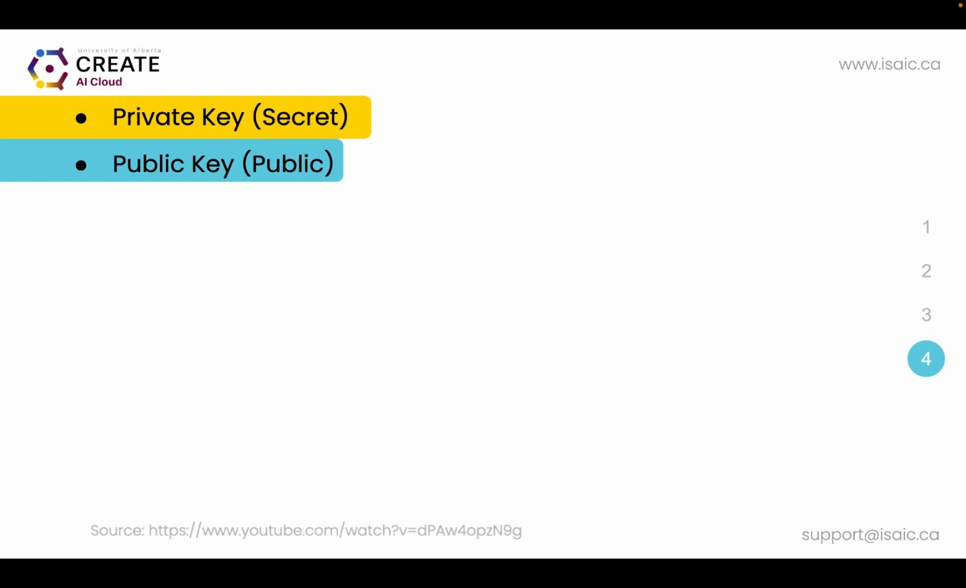Now let's dive a bit deeper into how SSH works and the role of these keys in securing your connection. When using SSH, there are two keys involved, a private key and a public key. The private key is kept secret on your machine and the public key is shared openly. Imagine you're at your laptop. Your private key stays here. It's like your personal signature and you must keep it secure. So keep it secure and don't let anyone else access it.